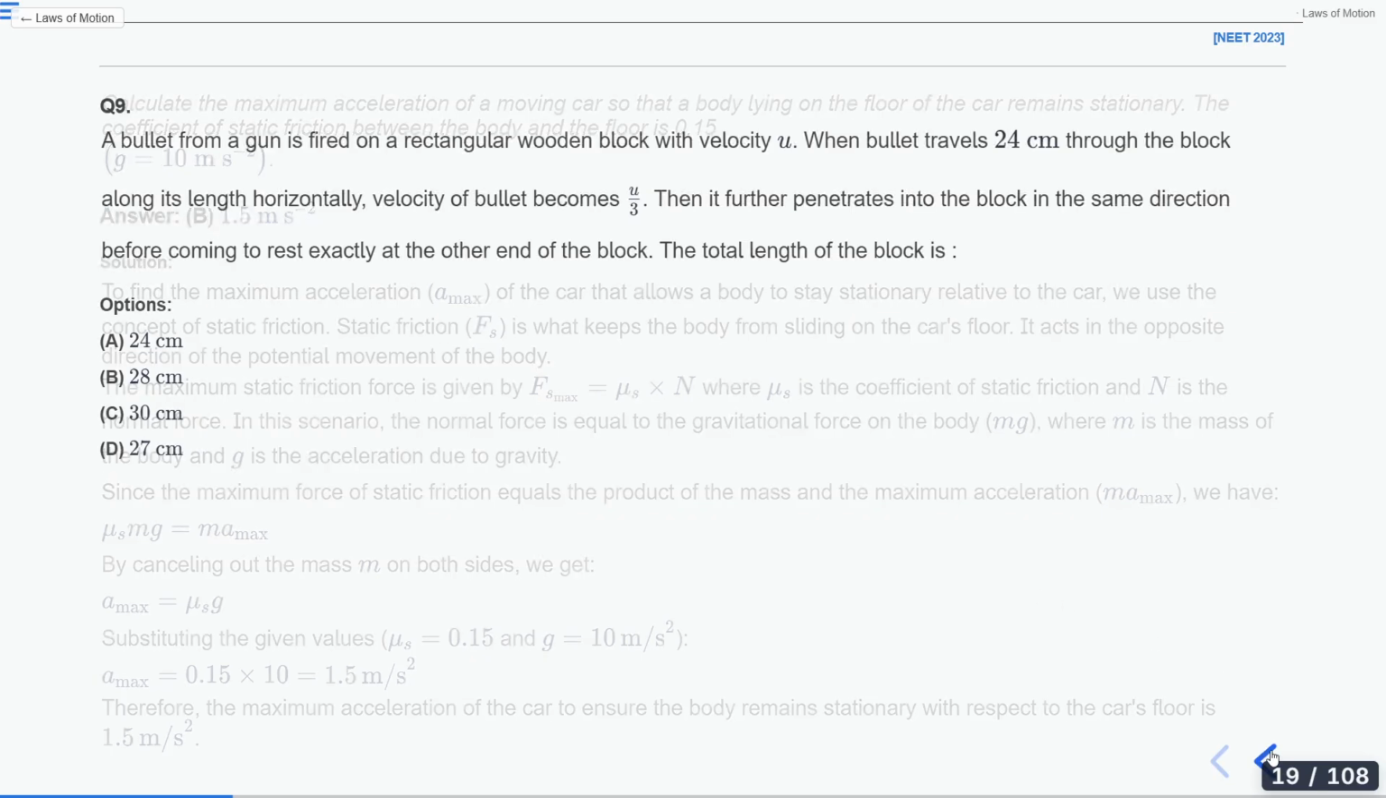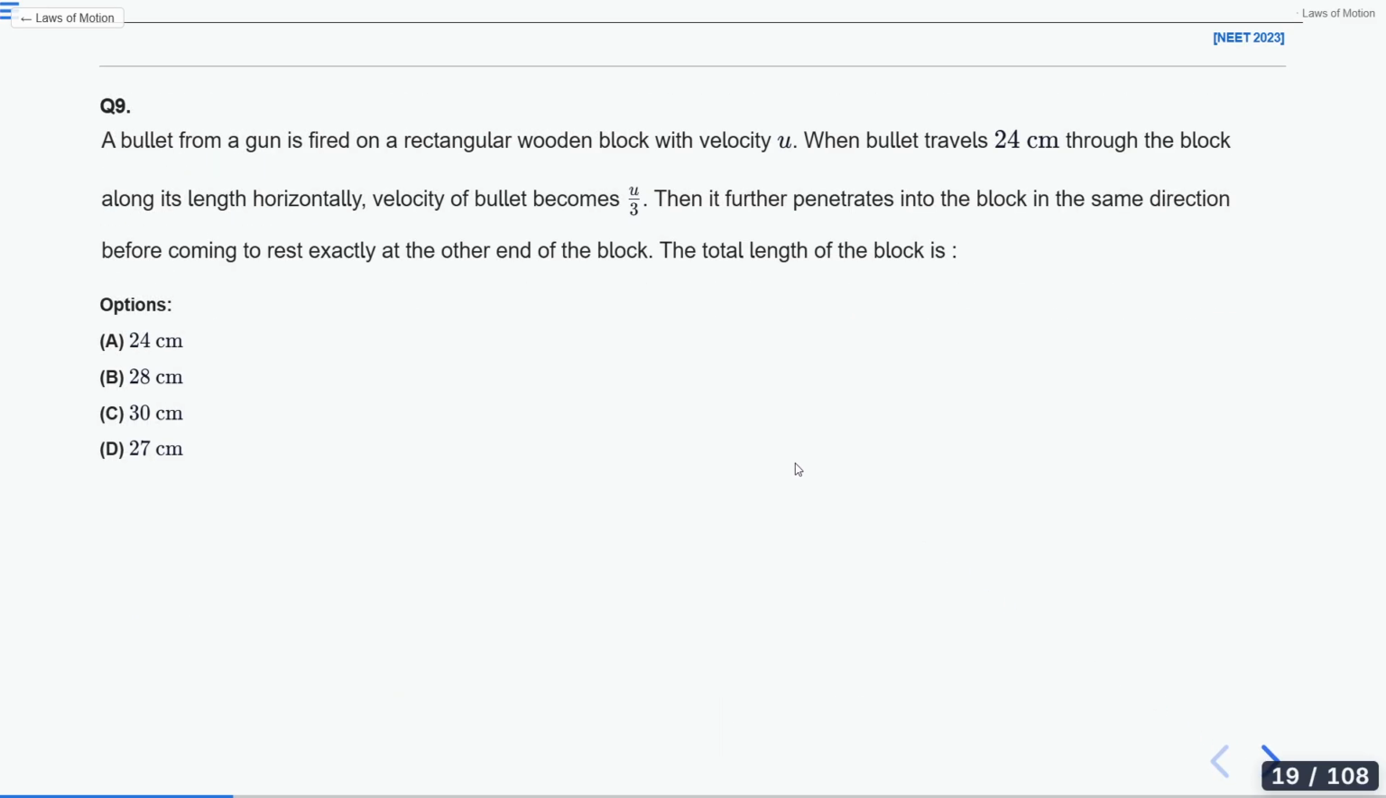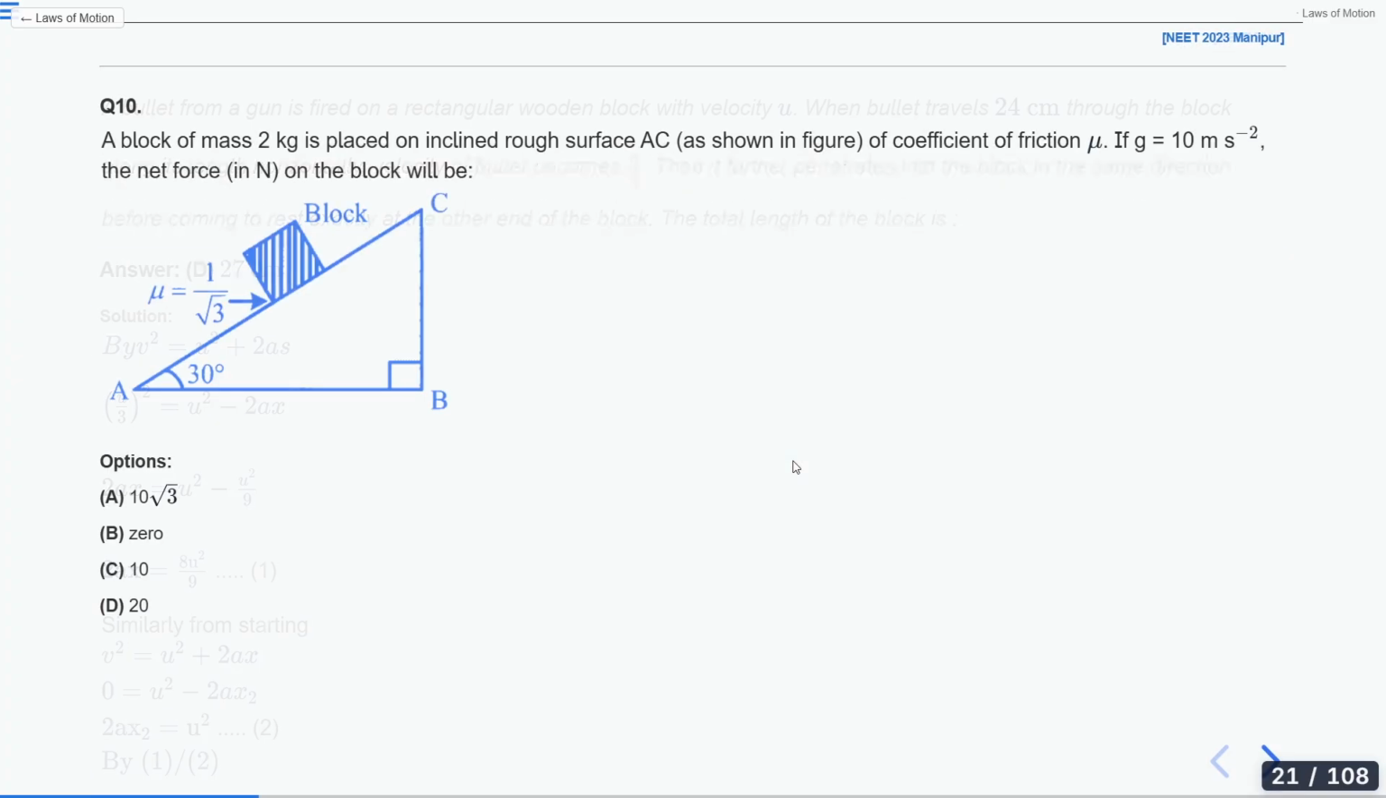So okay, this was our another question. Can you try another question now? Can you try this question, please? A block of mass 2 kg is placed on an inclined rough surface, as shown in the figure, whose coefficient of static friction is mu. If g is the acceleration due to gravity, that's 10 meter per second square, then the net force in Newton on the block will be. We have to find the net force. Please tell me.